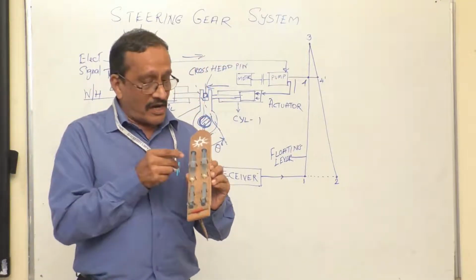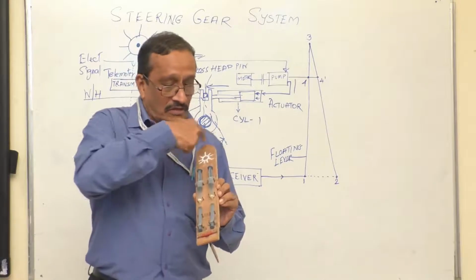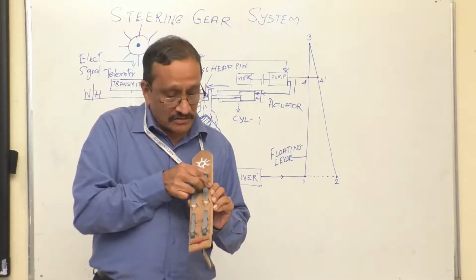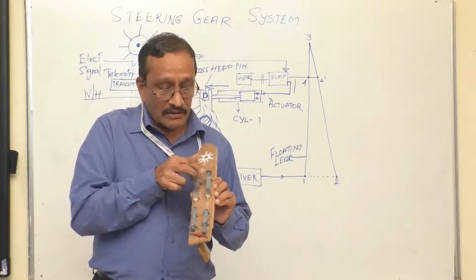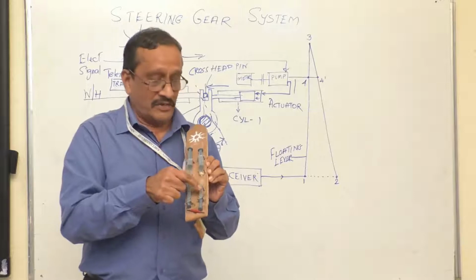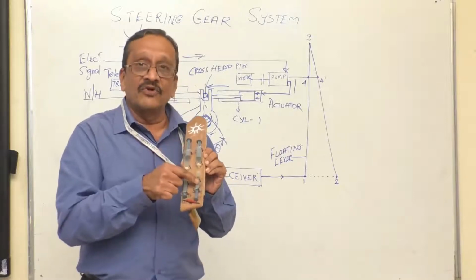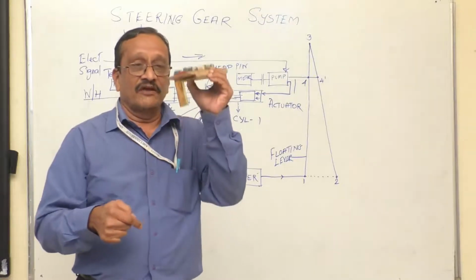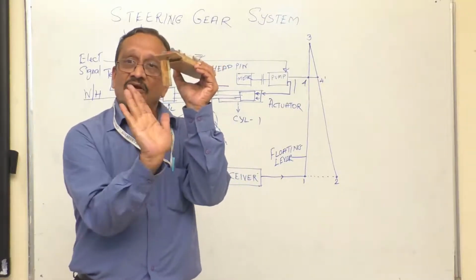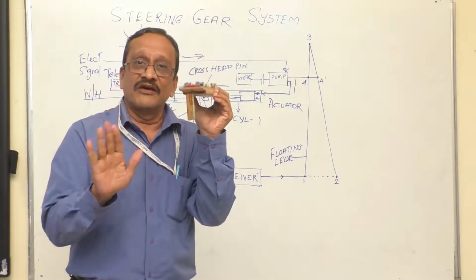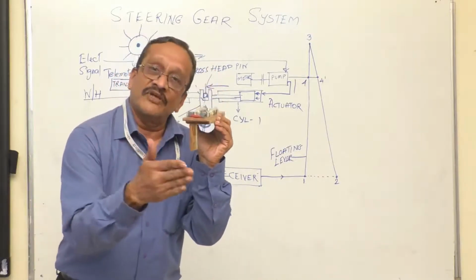Now, if I turn the wheel clockwise, I can see that there is a transmission taking place from here. This is received by here. Depending upon the degree to which I have turned, this subjects the tiller arm to turn, and finally you have seen that the rudder has also turned to a particular angle. I hope it's clear.